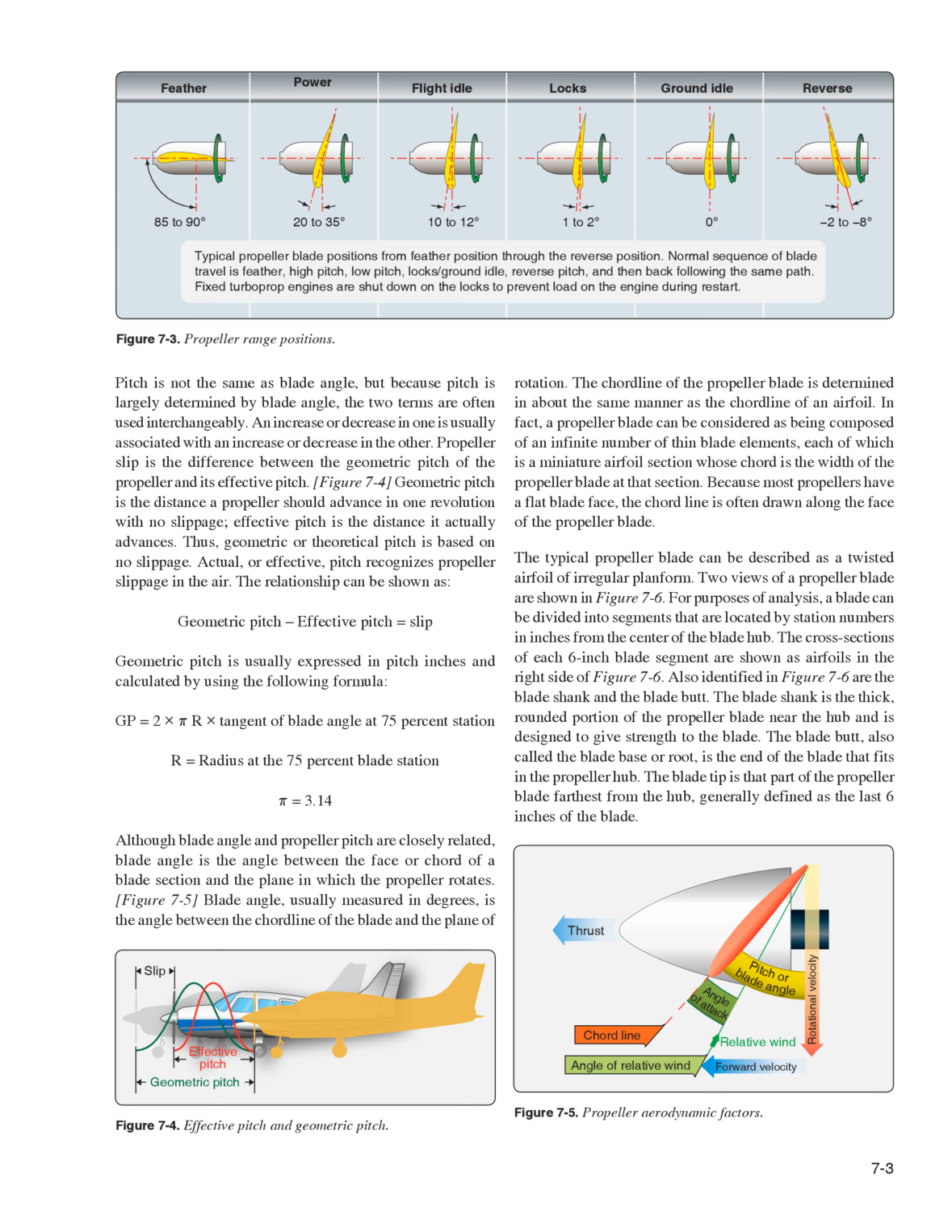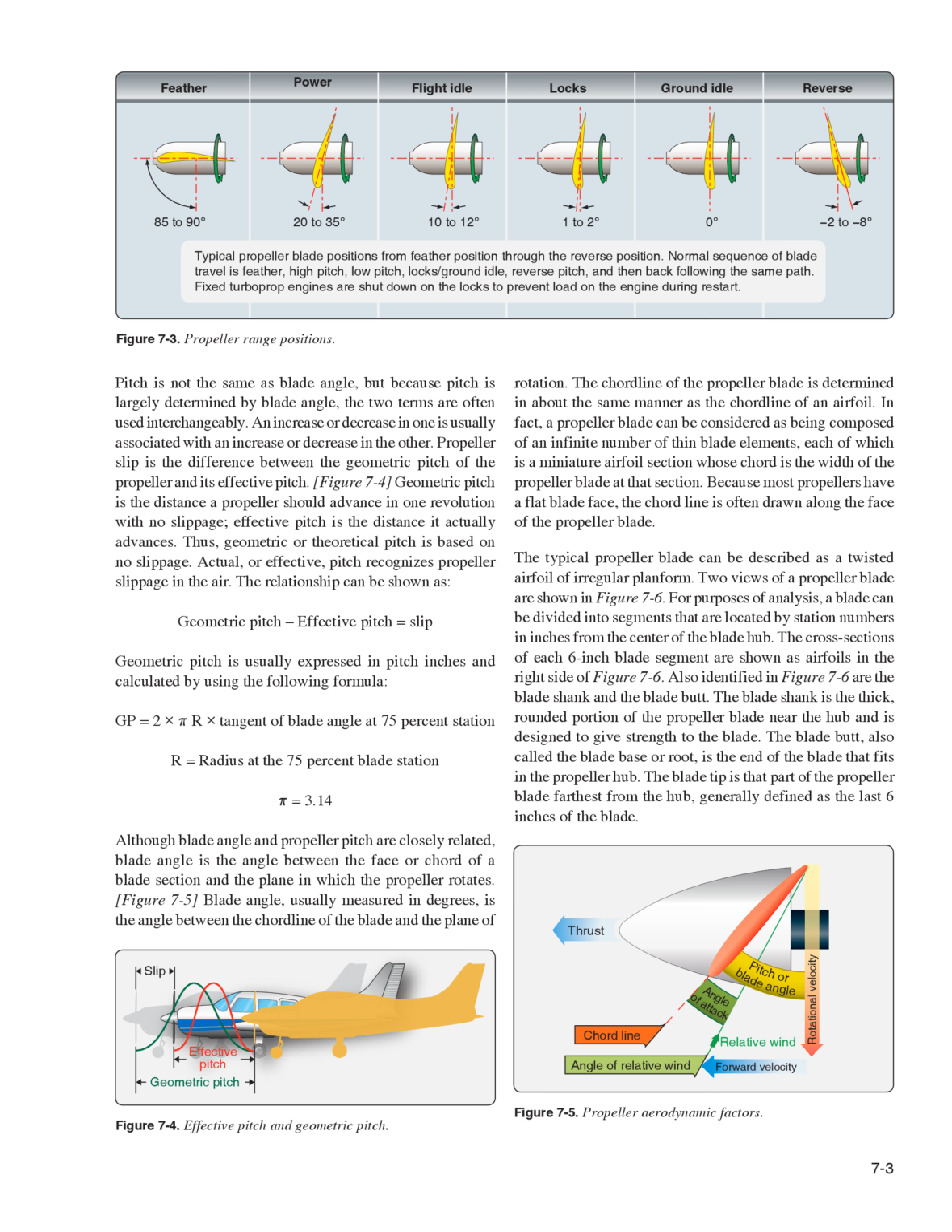Although blade angle and propeller pitch are closely related, blade angle is the angle between the face or chord of a blade section and the plane in which the propeller rotates. Figure 7.5. Blade angle, usually measured in degrees, is the angle between the chord line of the blade and the plane of rotation, in about the same manner as the chord line of an airfoil.